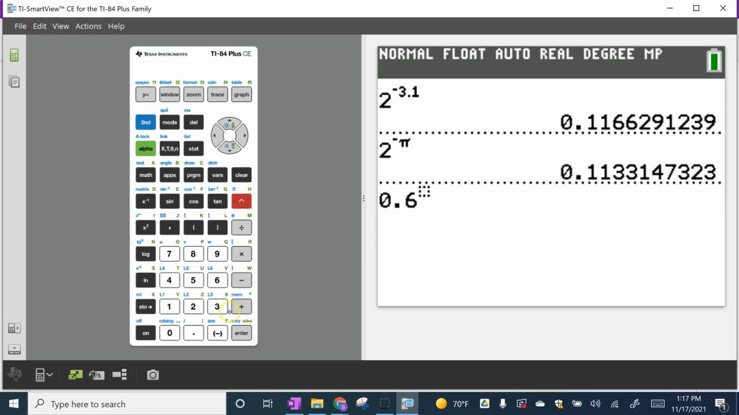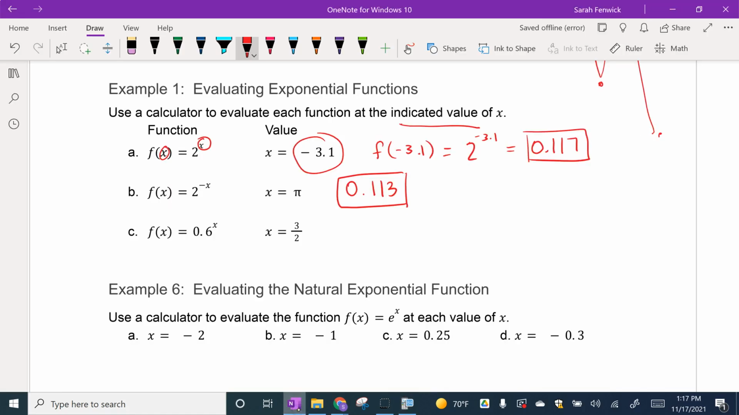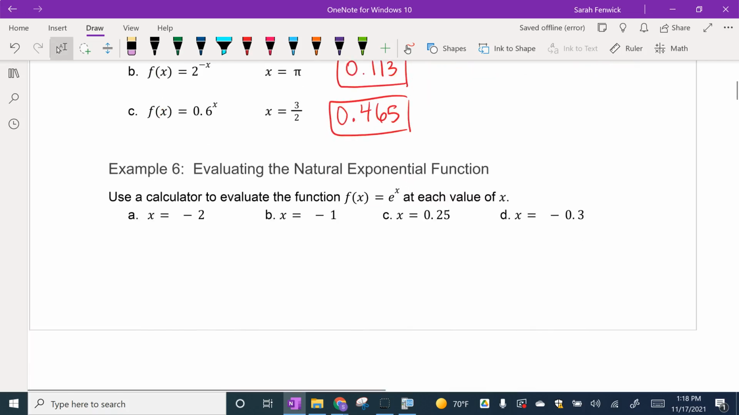0.6 raised to the 3/2 power. 0.465. This is just a matter of plugging in. Now, all of these had different bases, 2, well, not all of them, 2, 2, and 0.6. We used our powers for x, and we plugged in. These were all just regular old exponential functions. Next, we're going to talk about evaluating natural exponential functions.